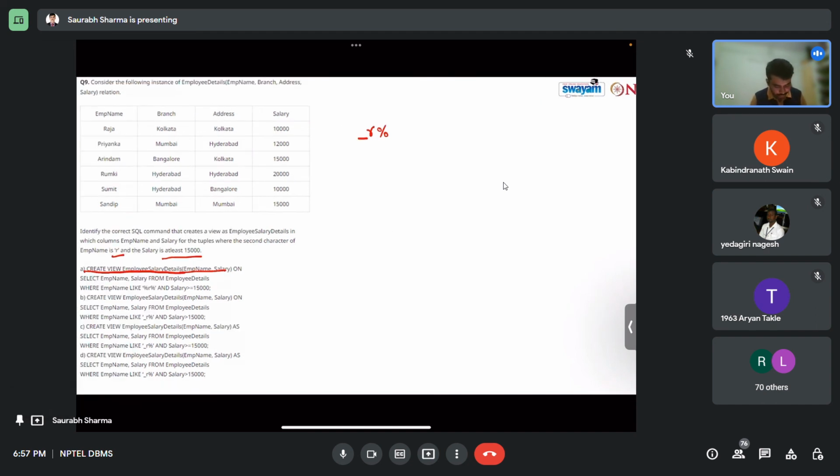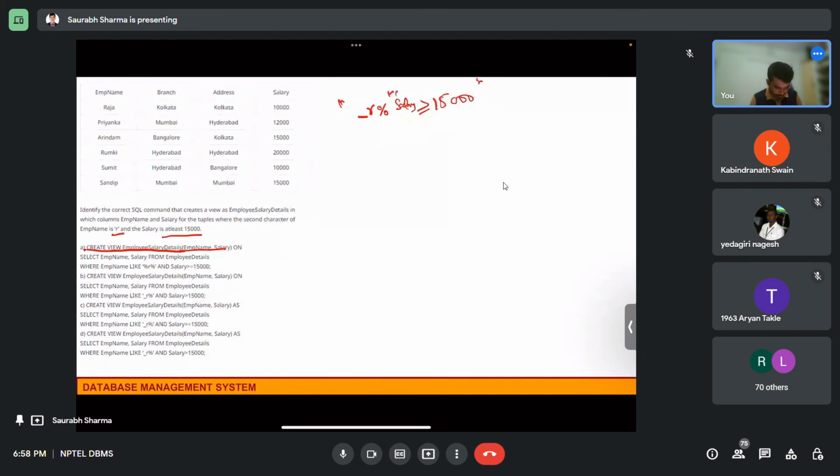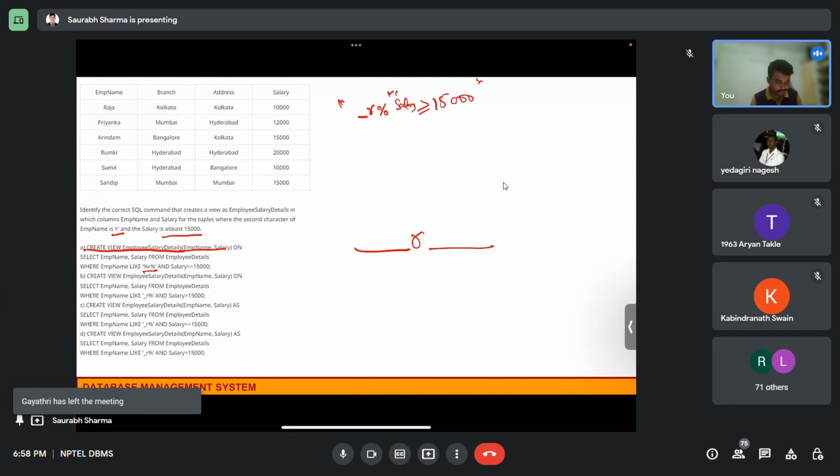Then the second condition is salary is at least 15,000, which means 15,000 will be included. Greater or equal to. So the first condition is this, and the second is this: salary should be greater or equal to 15,000. Now see this. The first option is telling percent R percent, which means any number of characters, then R, then any number of characters. That will not satisfy the first condition, the second character. So this is not the answer.